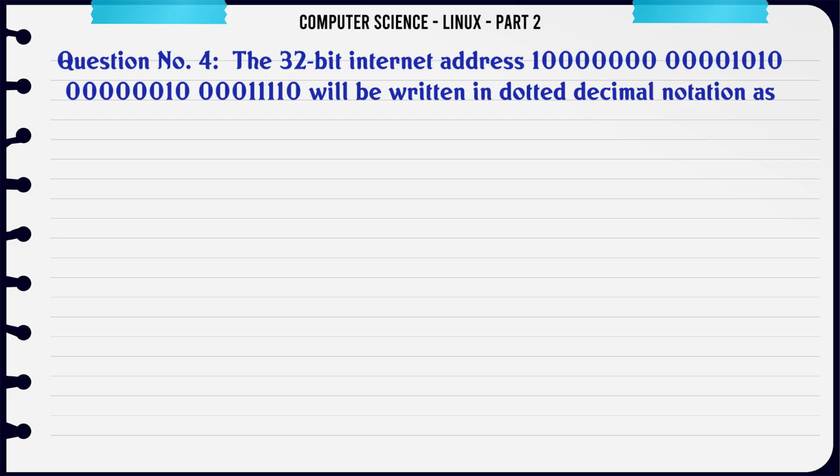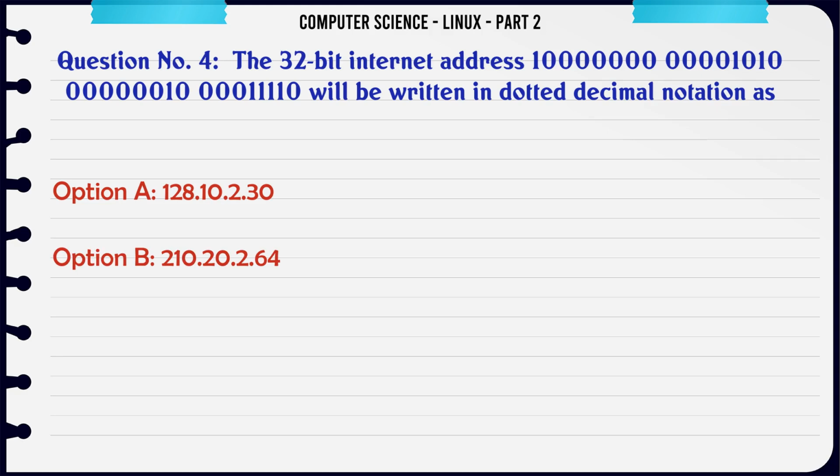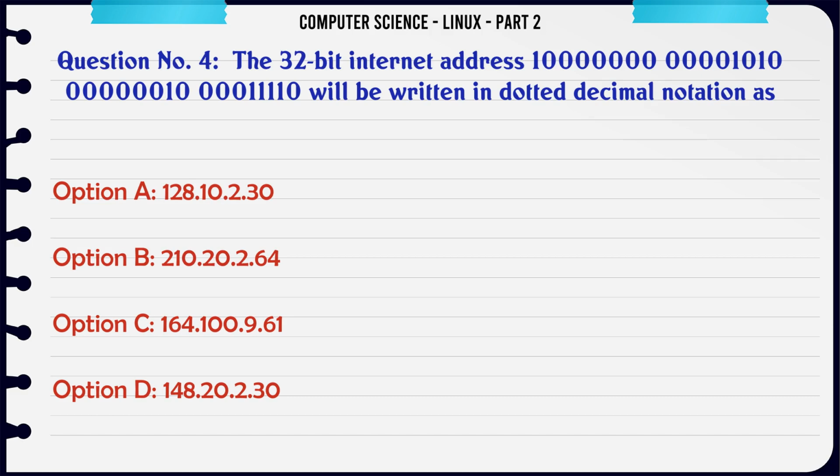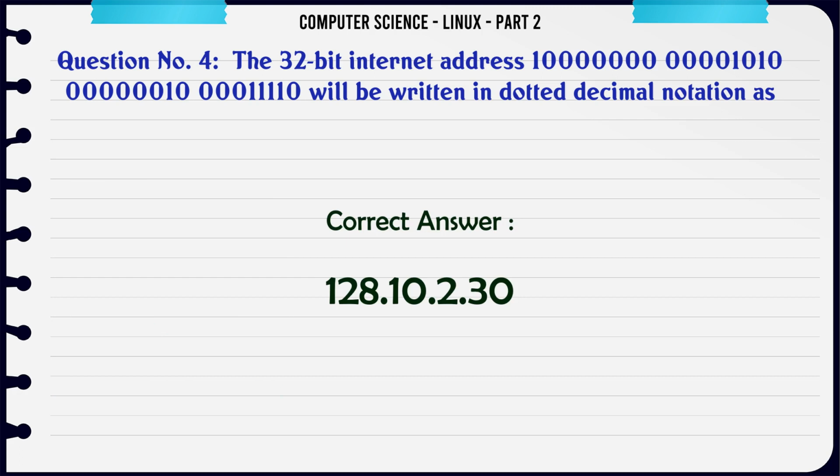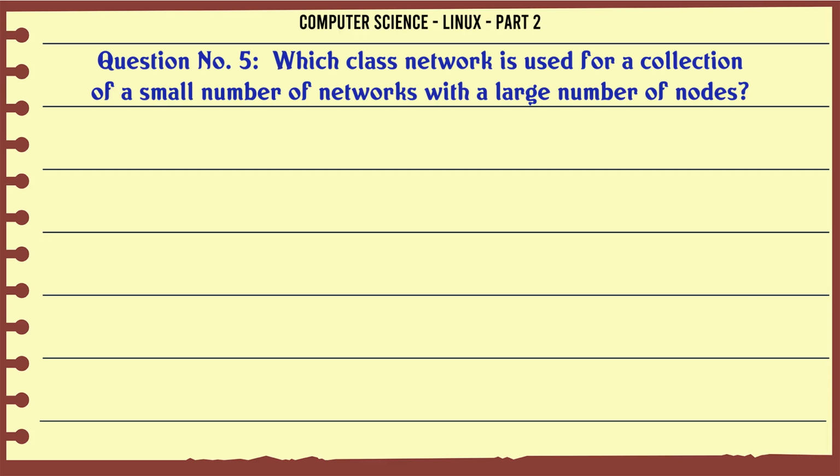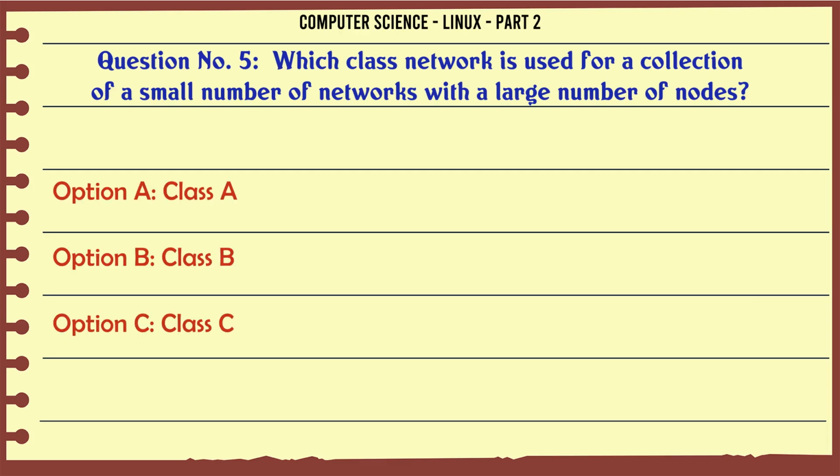The 32-bit internet address 10000000 00001010 00000010 00011110 will be written in dotted decimal notation as A. 128.10.2.30, B. 210.20.2.64, C. 164.100.9.61, D. 148.20.2.30. The correct answer is 128.10.2.30.